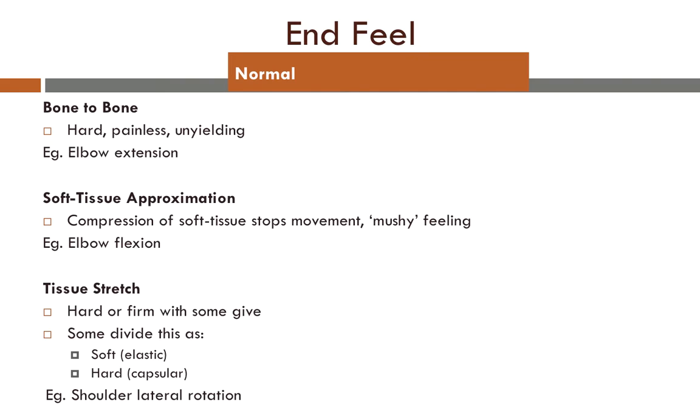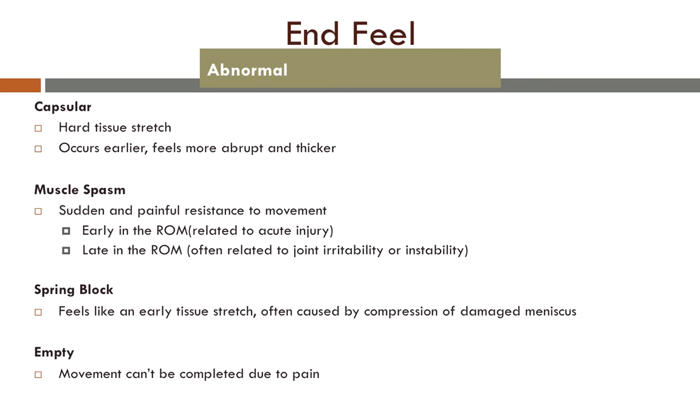Tissue stretch is hard or firm with some give. Some divide this as soft or elastic or hard or capsular. For example, shoulder lateral rotation. Some abnormal types of end feel are capsular, which is a hard tissue stretch. This occurs earlier in the movement and feels more abrupt and thicker.